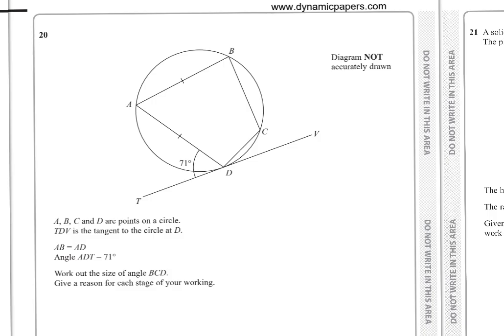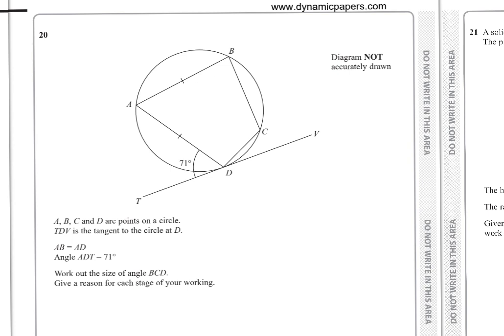Number 20. A, B, C, and D are points on a circle. TDV is a tangent to the circle. AB equals AD. Angle ADT equals 71. Work out the size of the angle BCD. Give a reason for each stage of your working. To find this angle BCD, we can find it if we have angle A.